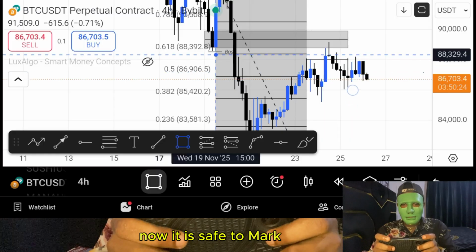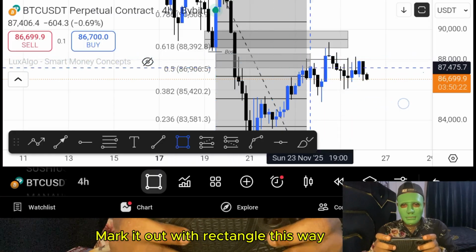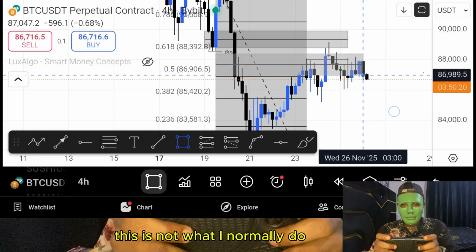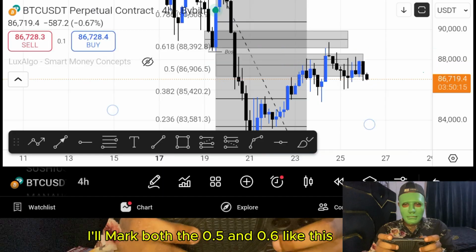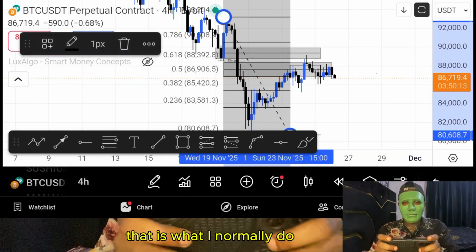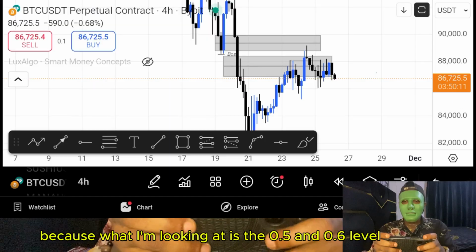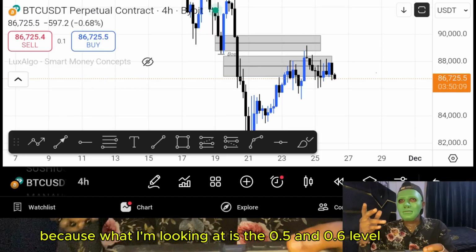Now, it is safe to mark it out with a rectangle this way. This is not what I normally do. I'll mark both the 0.5 and 0.6 like this. That is what I normally do. Then I delete the Fibonacci, because what I'm looking at is the 0.5 and the 0.6 level.